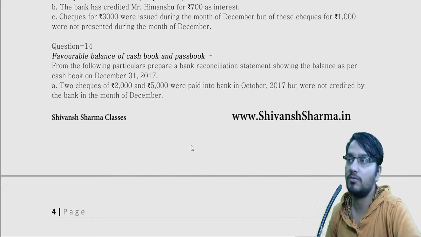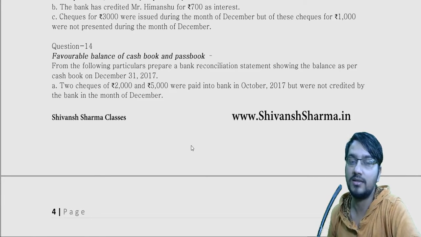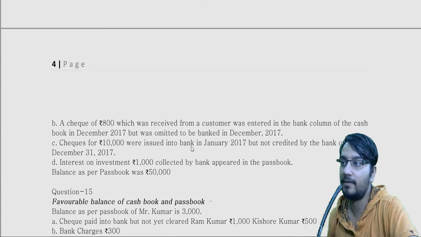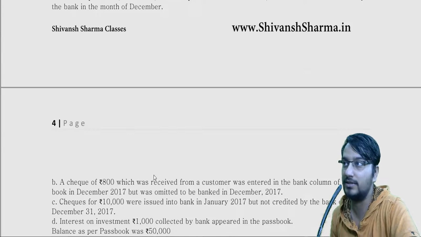So we'll solve question number 14 now. It is saying we need to prepare a bank reconciliation showing the balance as per cash book on December 31st. It is demanding a reconciliation where the cash book is the end point. Eventually we need to show the cash book closing point. So the passbook must be my starting point. So they must have given my passbook balance, yes, 50,000 rupees positive, therefore credit balance.